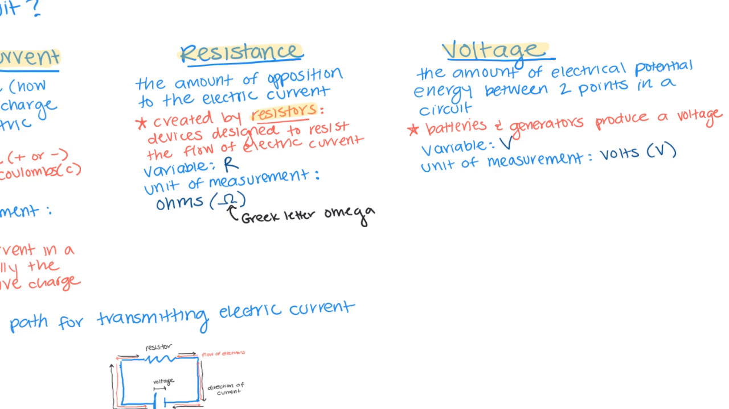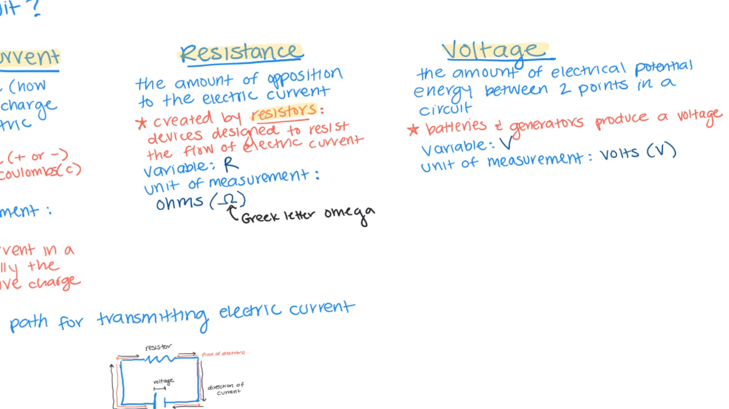If we're looking at a circuit, we're labeling those 2 points on a circuit. We want to know the difference between the electrical potential energy of those 2 points in a circuit. That's what voltage is measuring. Now, you might be familiar with the word voltage because if you've ever used a battery or a generator, something of that nature, those devices produce a voltage. So you might say, oh, I have a 10-volt battery.